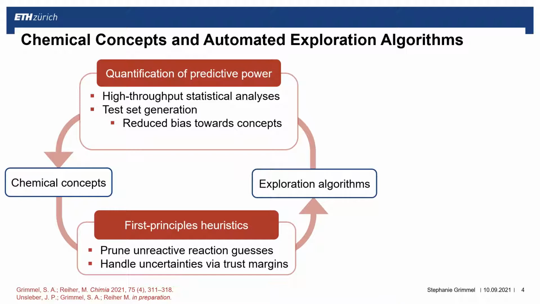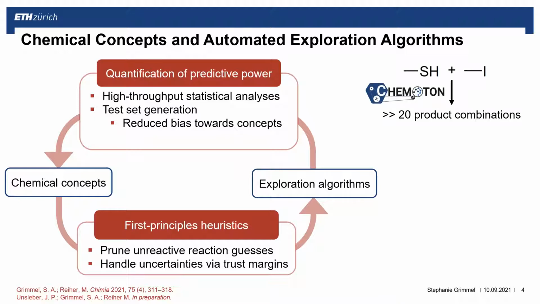For example, for the reactants we mentioned in the very beginning, Chematon can easily find more than 20 different reactions. Further, as mentioned before, the brute force algorithm also probes unreactive reaction coordinates. While this is clearly undesirable in many applications, it is extremely valuable information to be included in our test set.